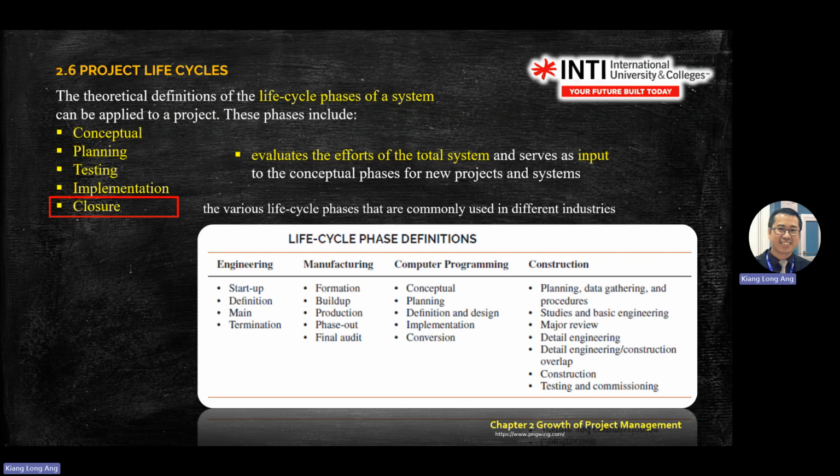So when you do your projects later, you use these 5 points to elaborate what the life cycle phases are for the new product. What you do in the concept, what you do in planning, what you do in testing, what you do in implementation, and then how you close the project.